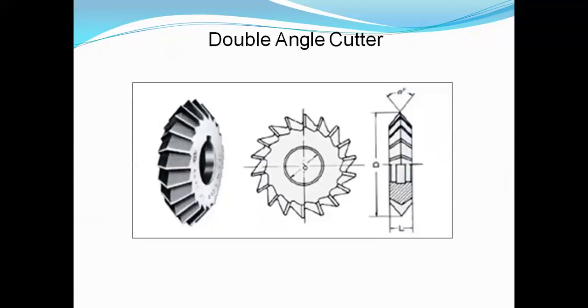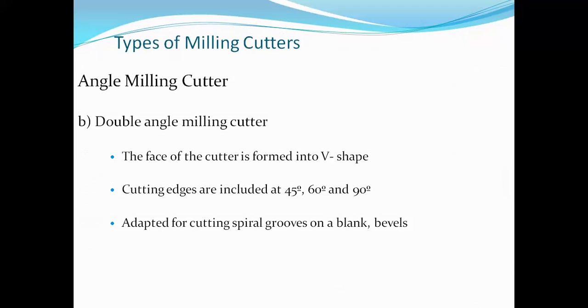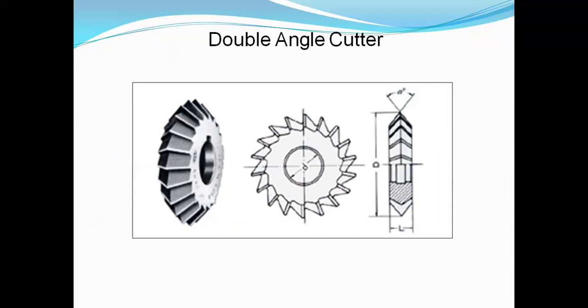Double angle milling cutter, it looks like a V shape. So angles on both sides. Right? See the V shape. The face of the cutter is formed into a V shape. Cutting edges are included at 45 degrees, 60 degrees and 90 degrees. And this is adapted for cutting spiral grooves on a blank and device. Double angle cutter.